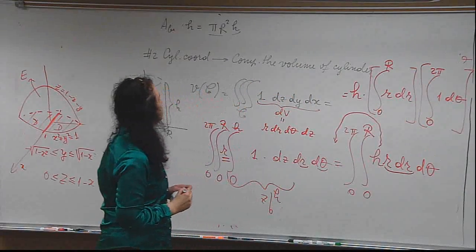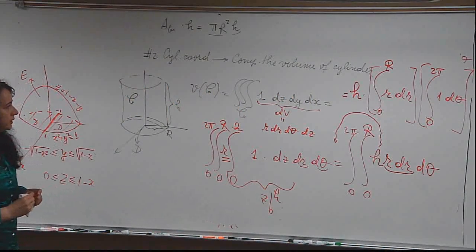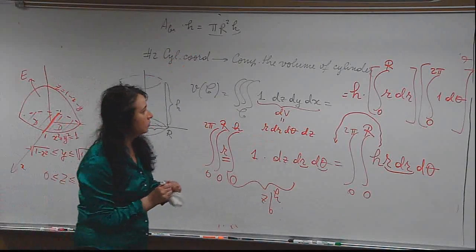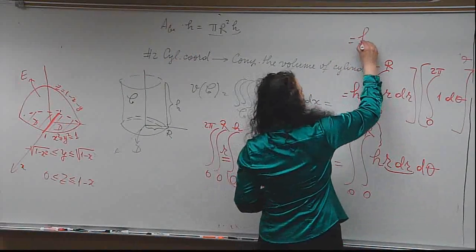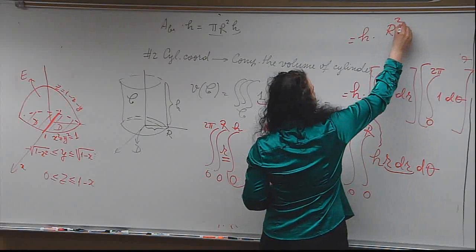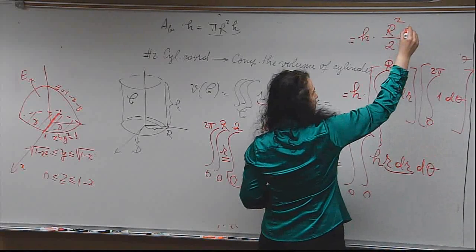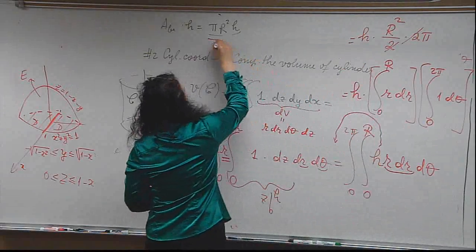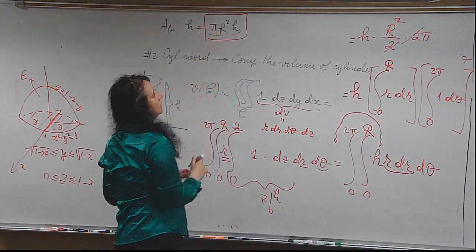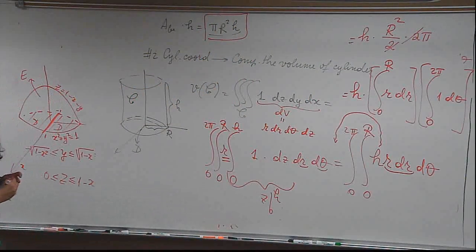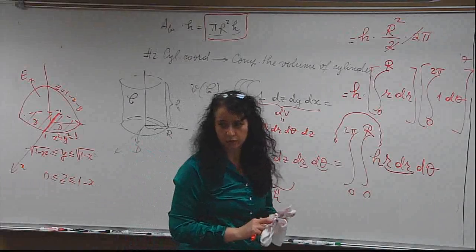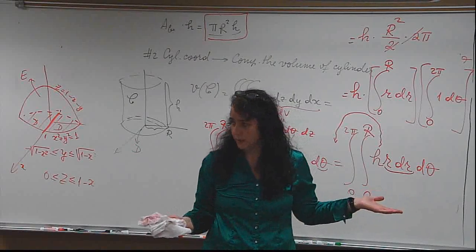And now, it should be easy. And am I getting the right answer? What do you think? I am. Why? Because I have h r squared over 2 times 2 pi. 2 goes away, so I got exactly h times r squared times pi, which was the volume of the cylinder that our teachers gave to us in K-12 with no explanation.